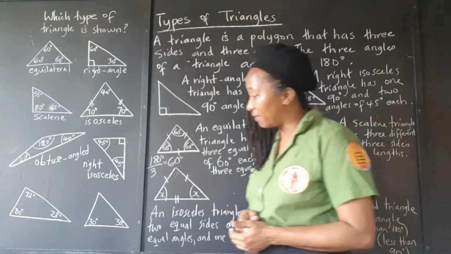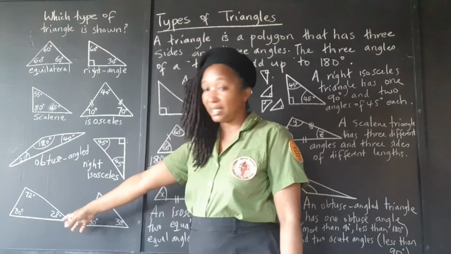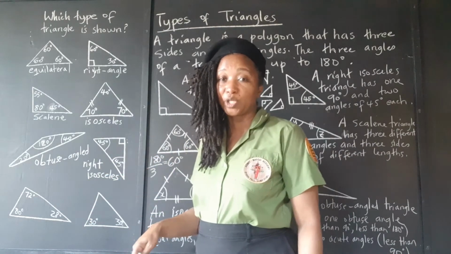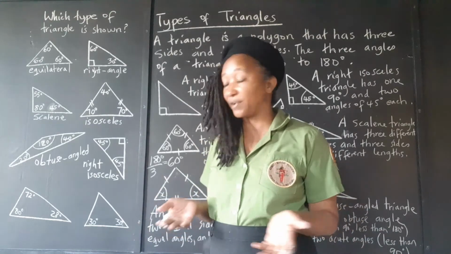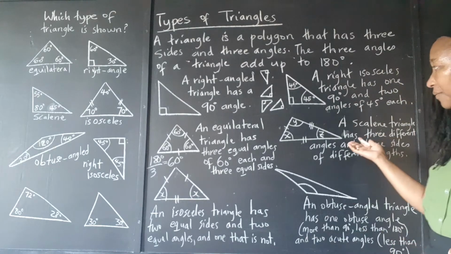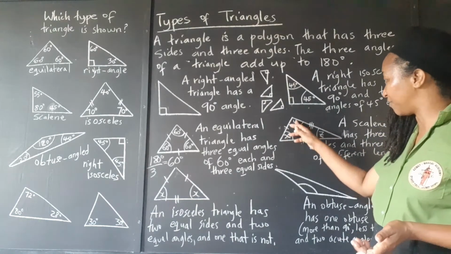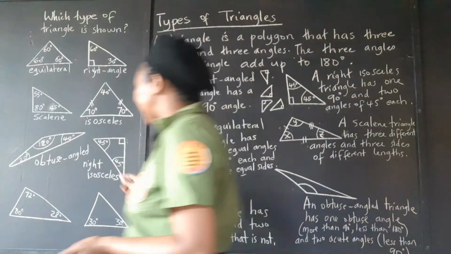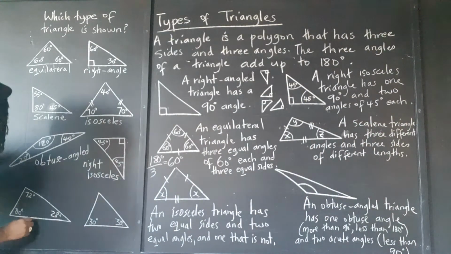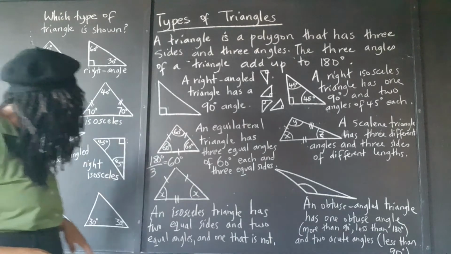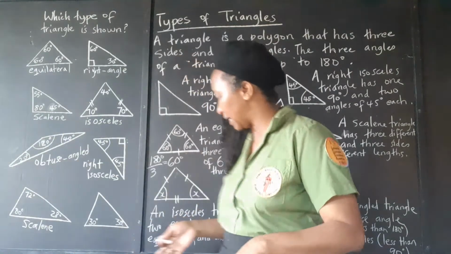Alright, here we have a triangle with three different angles, which would indicate also three different sides. So we know that's going to be scalene. Three different angles, three different sides. This is a scalene triangle, and like we said, that's the most common triangle you're going to see.